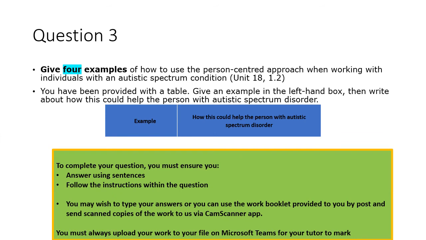And question number 3 is asking you to give 4 examples of how to use the person-centred approach when working with individuals with an autistic spectrum condition. You'll see in your book you've got a table, and it's just put the top of the table here. You need to give an example in the left-hand box, and then you need to write about how this could help the person with autistic spectrum disorder in the right-hand box, and it's asking you to give 4 examples, so make sure you give 4.